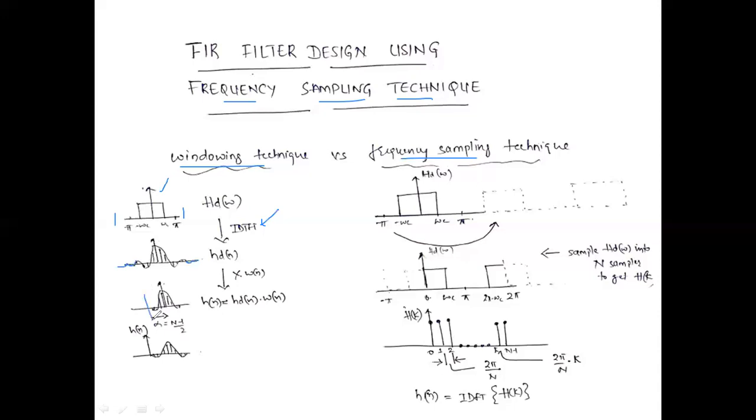So to limit its length to a finite size, we use windowing, right? This hd of n, which was the IDTFT of the frequency response, was multiplied by a window to make it finite length. And there, we use different types of windows, Hanning, Blackman windows, to avoid the Gibbs phenomenon. And we had a trade-off between the transition bandwidth and the attenuation in the stop band.